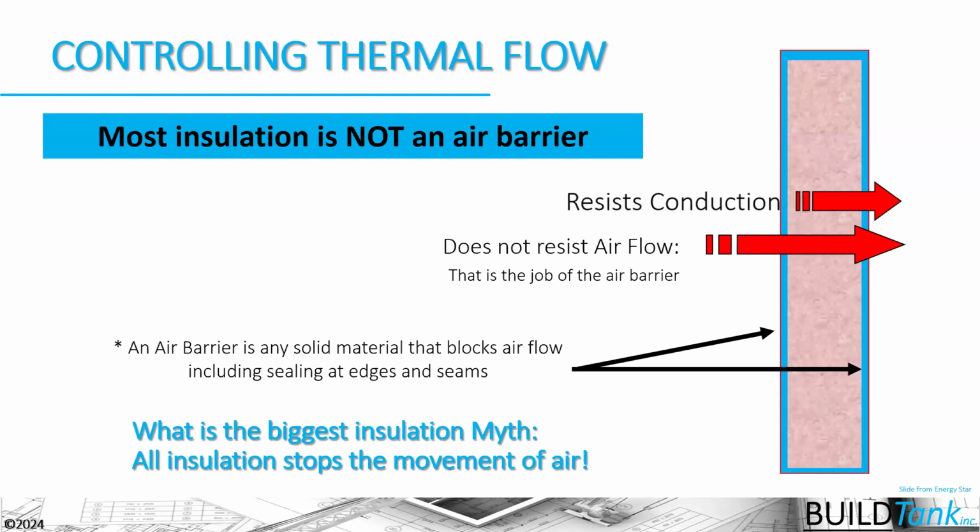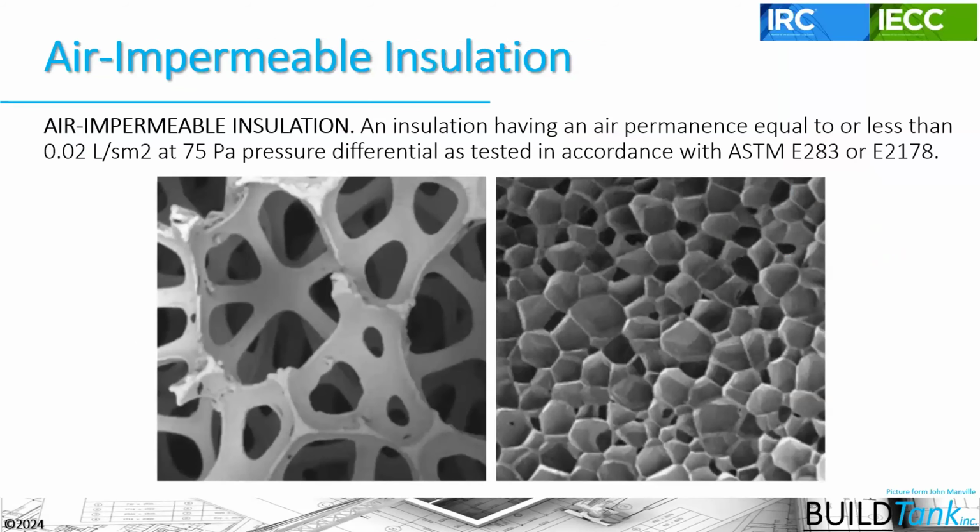And we need to realize that it doesn't stop the flow of air. And this is really all with regards to air permeable insulation. There is another type of insulation out there that's called air impermeable insulation. And air impermeable insulation is defined in the IRC as insulation having an air permeance equal to or less than 0.02 liters per second, at a specific pressure. And it can be tested per specific standards and whatnot.